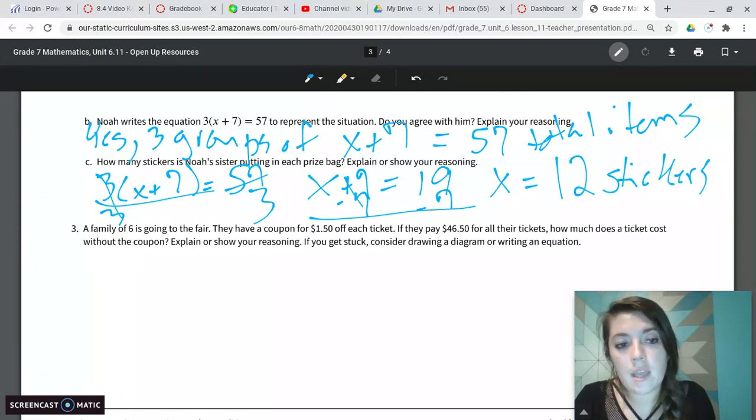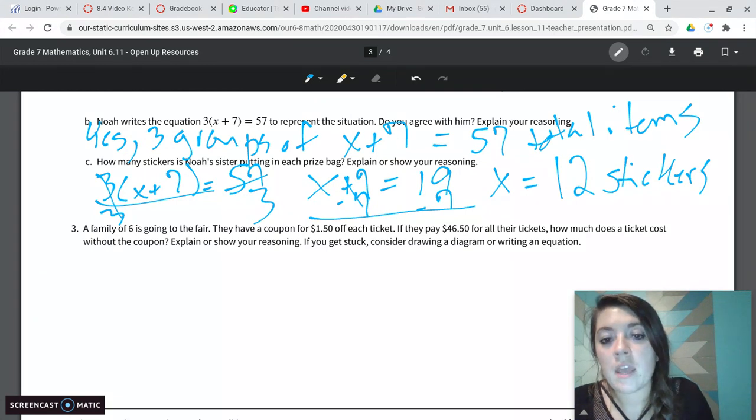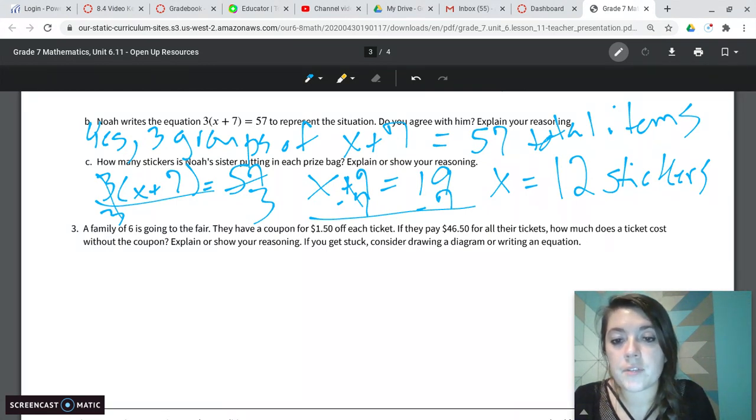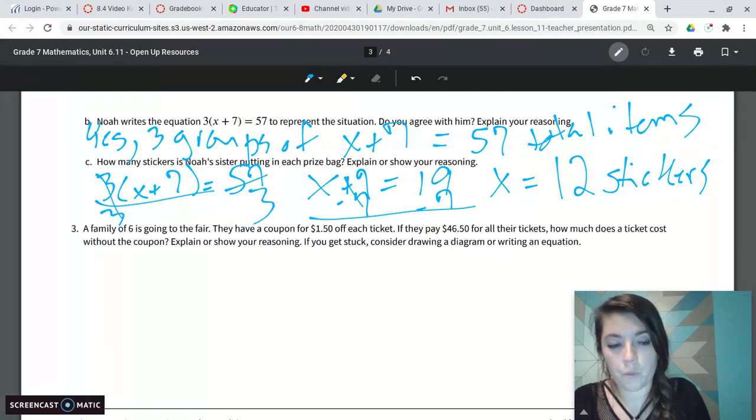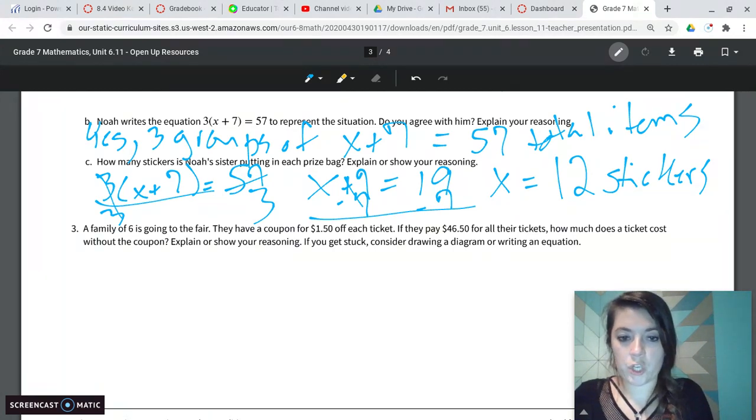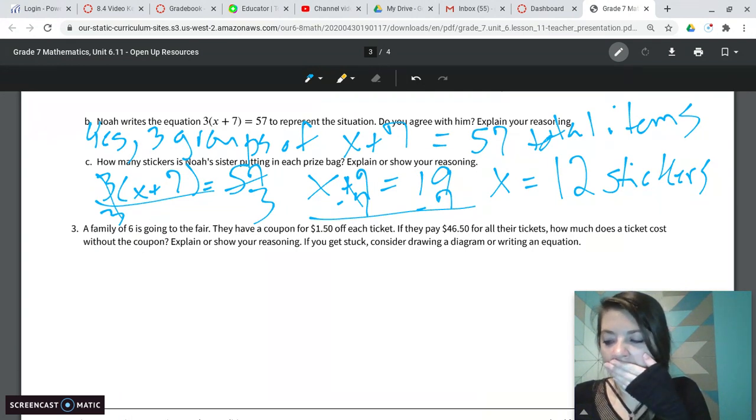All right, number 3, a family of 6 is going to the fair. They have a coupon for $1.50 off each ticket. If they pay $46.50 for all their tickets, how much does a ticket cost without the coupon? Explain or show your reasoning. If you get stuck, consider drawing a tape diagram.